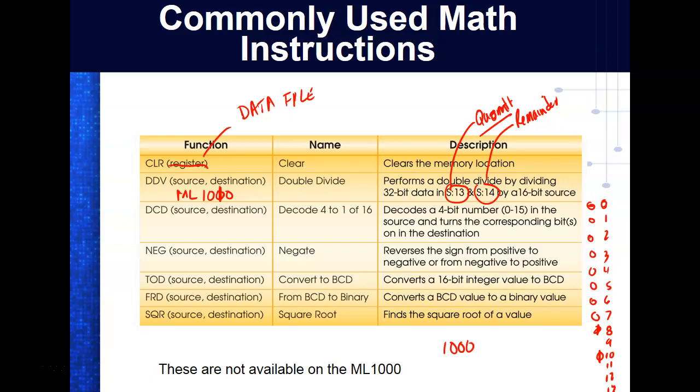We use this sometimes to sequence through. Like we got a counter, and we want the outputs to sequence through 0, 1, 2, 3, 4, 5 like that. Then you would actually store this in your output register. What does negate do? Negative. What does this do? So this would make a what? A negative number positive, would make a positive number negative. Yeah. TOD. This is pretty interesting. What does it do? Yeah, BCD. And what does FRD do?